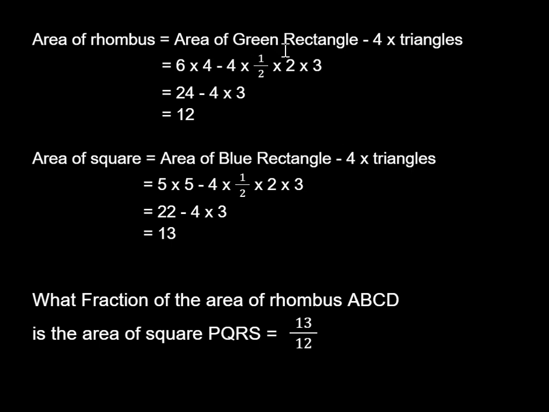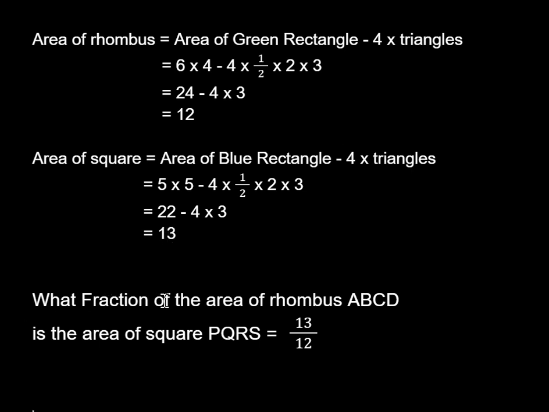The area of the rhombus is the area of the green rectangle, which is 6 by 4, minus away 4 triangles. Remember to multiply by 4 here. Each triangle is half base times height. So you get 12 units. The area of the square is the blue one, in this case 5 by 5. Same thing, minus away 4 triangles, you get 13.